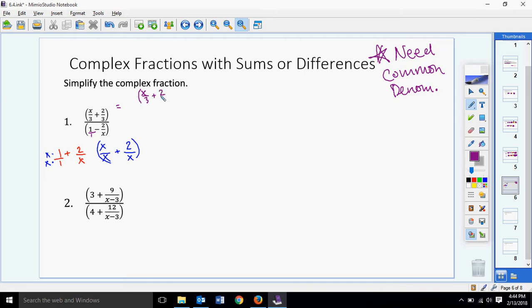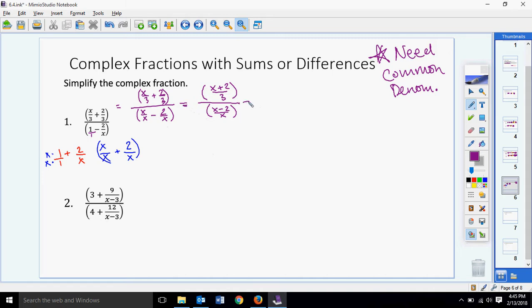x over 3 plus 2 over 3 divided by x over x minus 2 over x. So I'm ready now to simplify my numerator and denominator by adding and subtracting. So in the top, remember we don't add denominators, we add numerators. So we have x plus 2 over 3. And in the bottom I have x minus 2 over x.